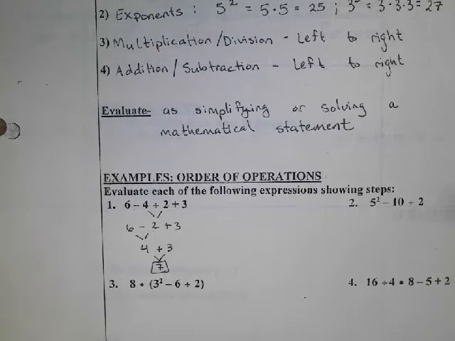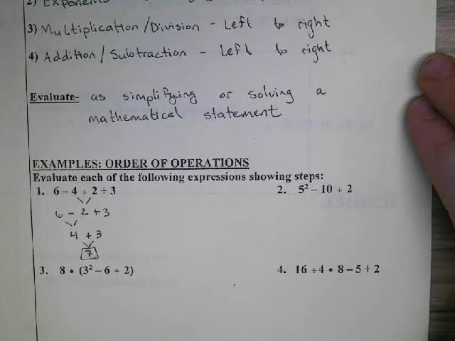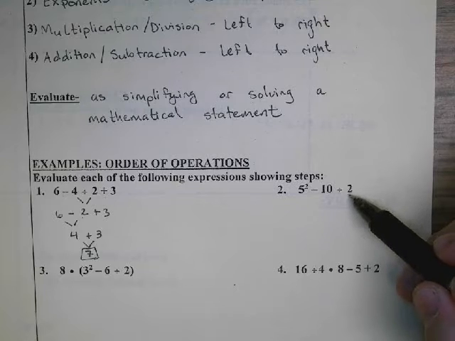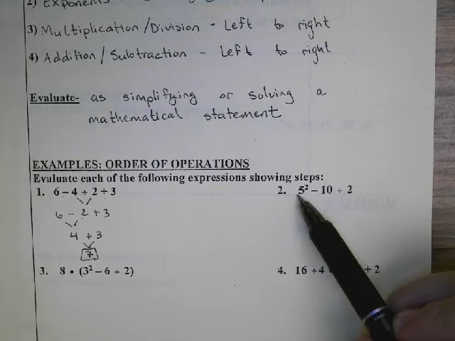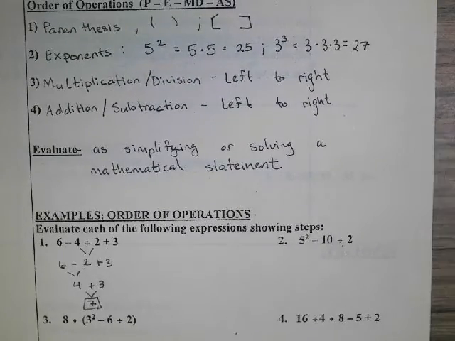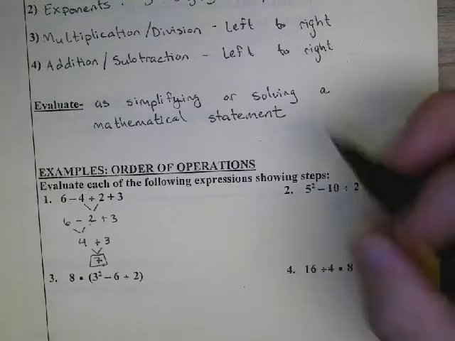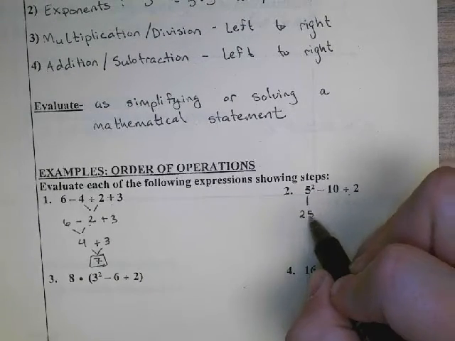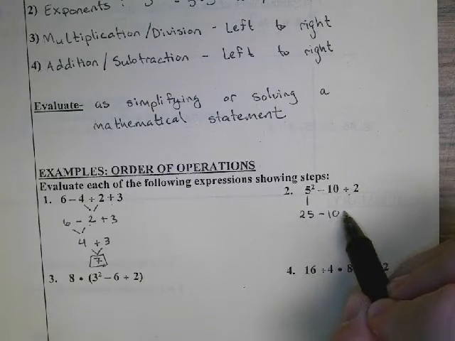Let's go ahead and look at our second example. 5 squared, 5 to the second power, minus 10 divided by 2. Well, when we're thinking about our order of operations, I see an exponent, I see subtraction, and I see division. So when we look at our order, there's no parentheses, but there is an exponent, so we'll do that first. 5 squared is the same as 5 times 5, so that's 25. Then we're just going to bring the rest of this stuff down that we didn't use.